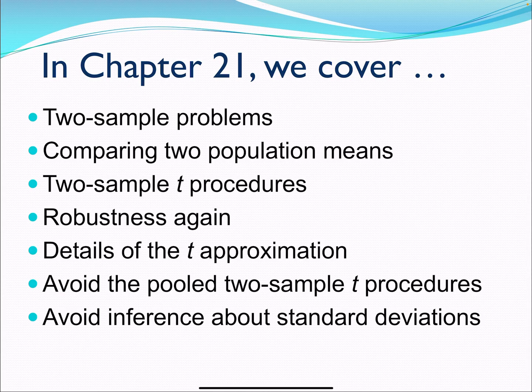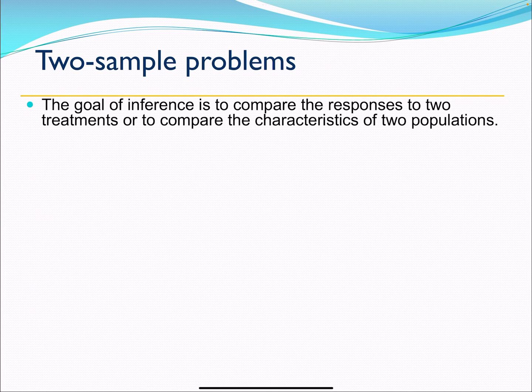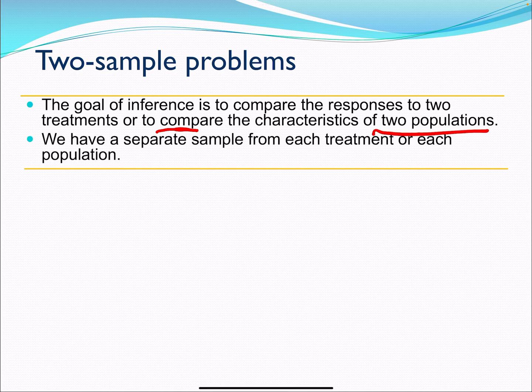So first, two sample problems. When it comes to two sample problems and doing inference about these two samples, the goal is to compare the response to two treatments or compare the characteristics of two populations. So we have a separate sample from each treatment or each population. We could, when it comes to treatment, be comparing a placebo and the actual medication. When it comes to population, we've got two separate populations. We could be comparing GPAs of college freshmen and college juniors, but we just have two.